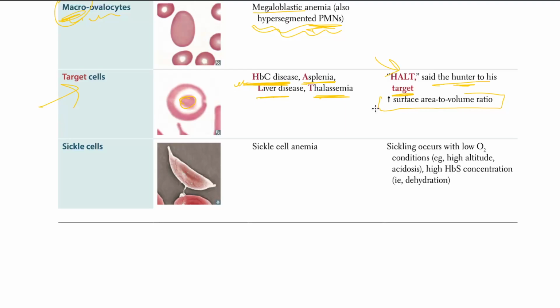And how do we have this increase in surface area to volume ratio? Well, when you increase the surface area to the volume, this results in redundant erythrocyte cell membrane, and that's going to fold upon itself, right? So that creates the formation of the target cell appearance.